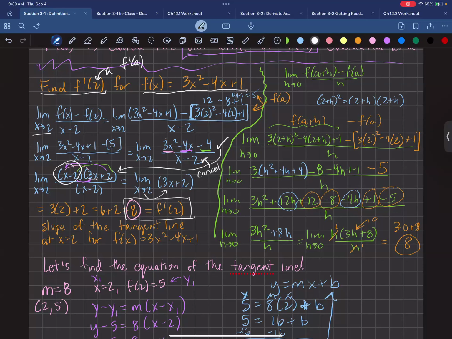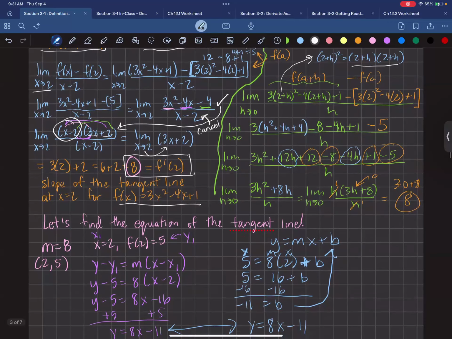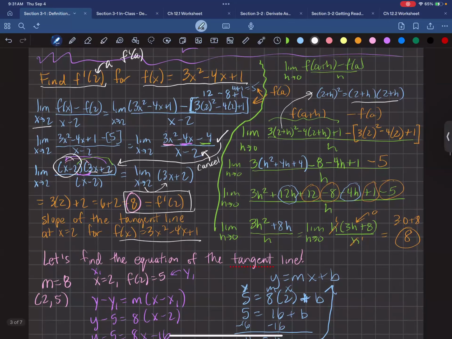So that's the slope of the tangent line at x equals 2 for f of x equals 3x squared minus 4x plus 1. The side on the right is if you do the f of a plus h. One of the things you got to remember is when you do a binomial squared, it leads to this. So when you work this through, you're also going to get 8 there. We can actually use that to find the slope of the tangent line. Or not just the slope, but the tangent line itself. So we've got a slope of 8 here.